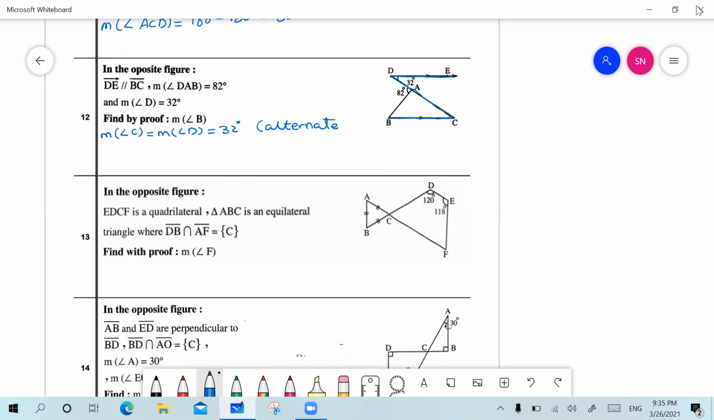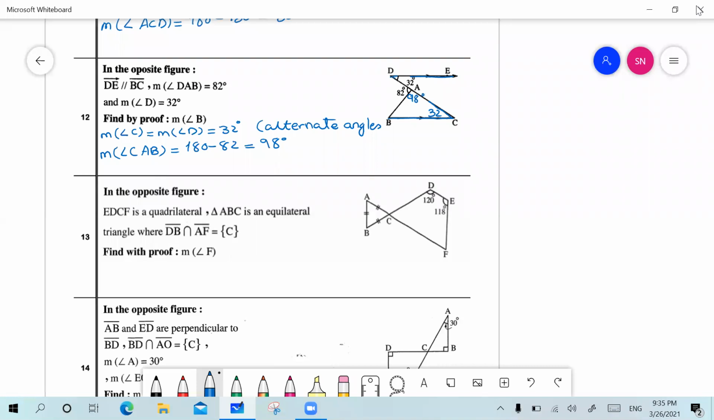Okay, and then? So BC is a straight line, so it's 180. And we have DAB 82, so we want to do 180 minus 82, which equals 98. يبقى measure of angle CAB, because this is a straight angle on a straight line, equals 180 minus 82, and this is equal to 98 degrees.